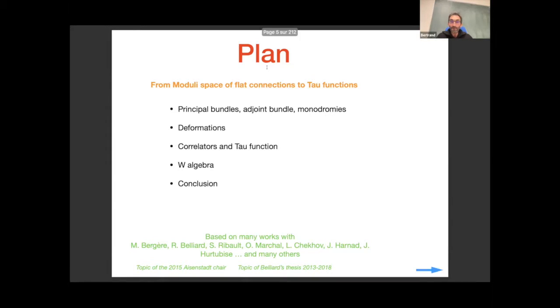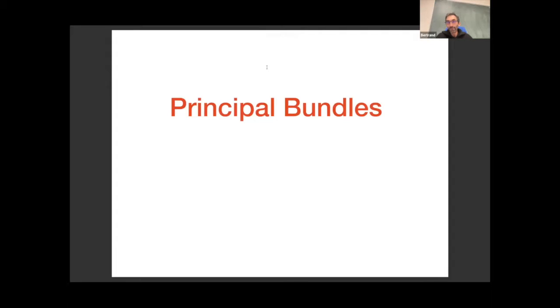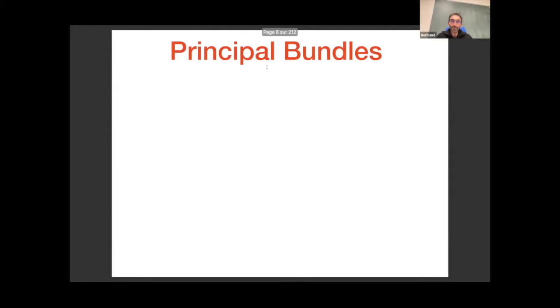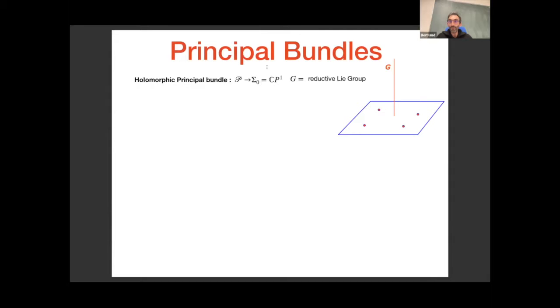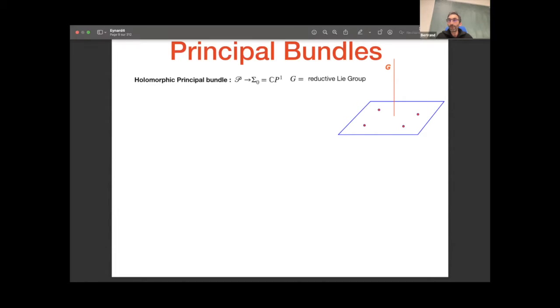So let me start with a very quick introduction on bundles. A principal bundle is a bundle over, let me take a bundle over CP1, whose fiber is a reductive Lie group, a holomorphic bundle. CP1 is contractible, so basically this is a trivial bundle.